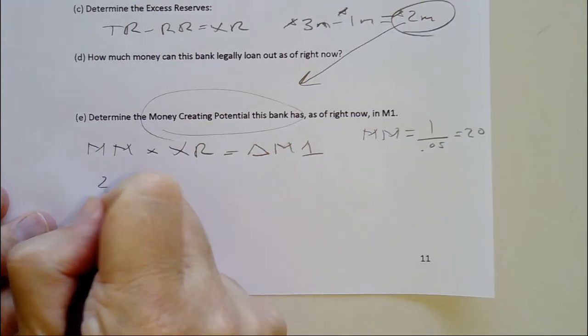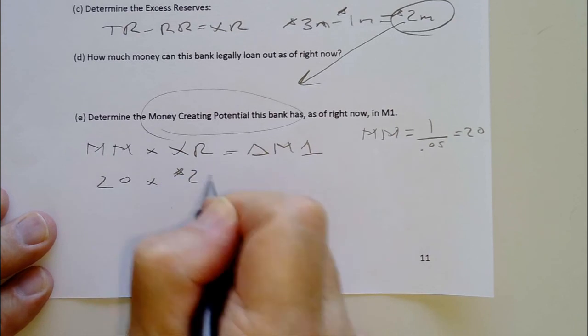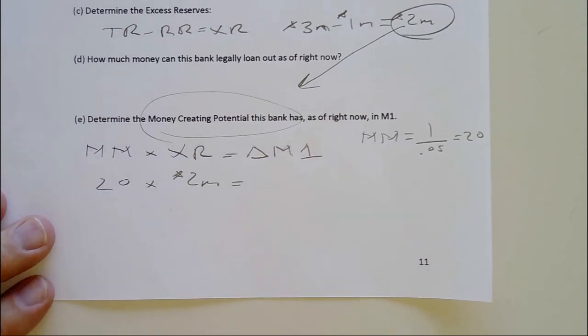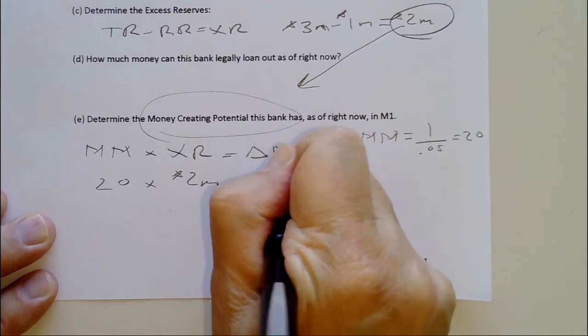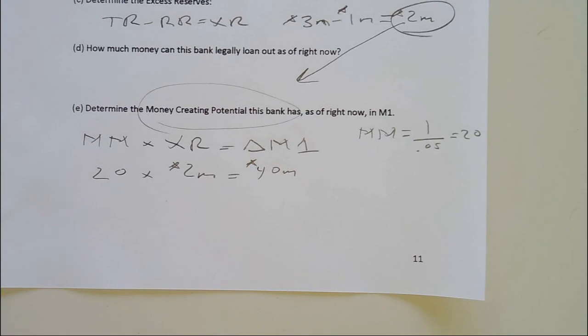That's 20. We determine excess reserves at 2 million. So if it was 1 million, that'd be $20 million. 2 million makes it $40 million. So the answer is, if this bank loans out all the excess reserves, it can generate at most $40 million of new money in the system. And that would be all the rounds of the banking activities of deposits and loans, deposits and loans.